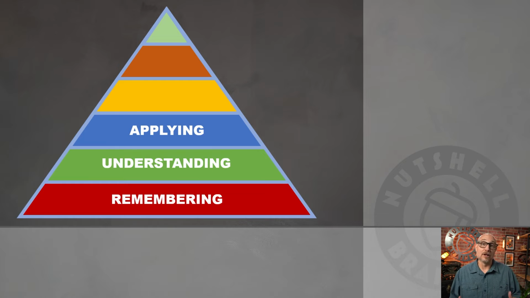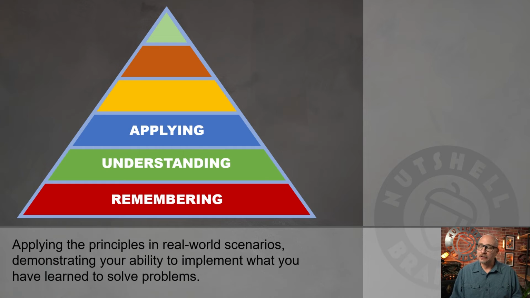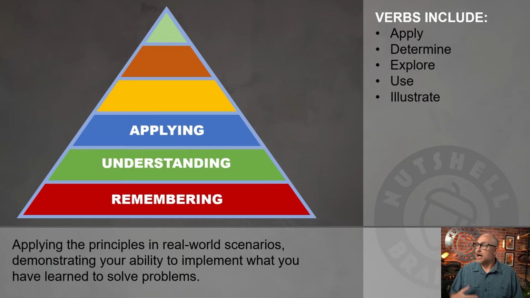Next, we have applying. Okay, so we've memorized these terms and we've developed a basic understanding, but how do we actually use these principles in the real world? So applying the principles in real-world scenarios, demonstrating your ability to implement what you have learned to solve problems, that's what the applying tier is all about. So in assignments, we'll see things like apply, determine, explore, use, or illustrate how you can use this principle in a real-world scenario. All right?